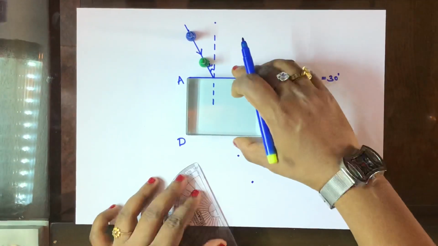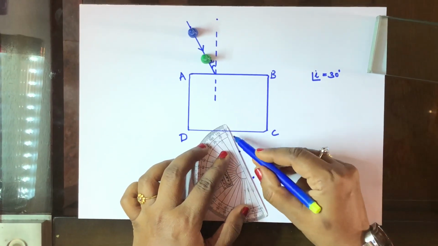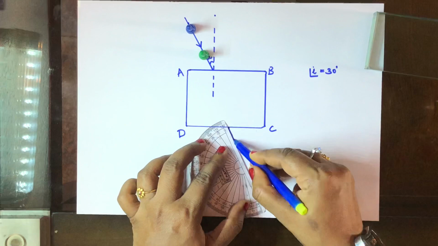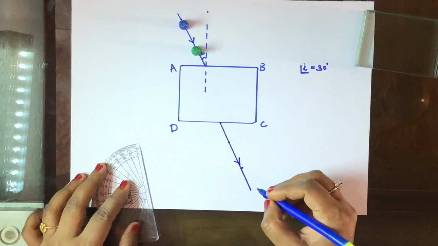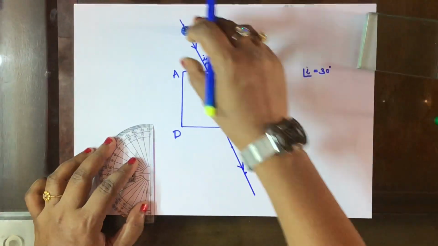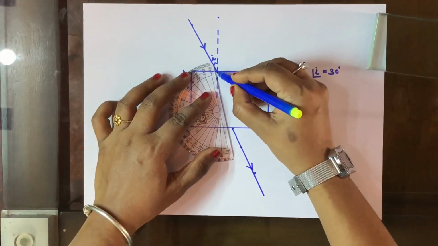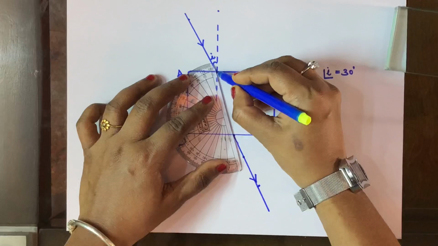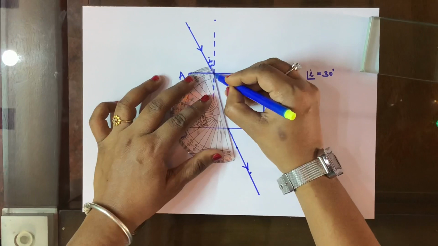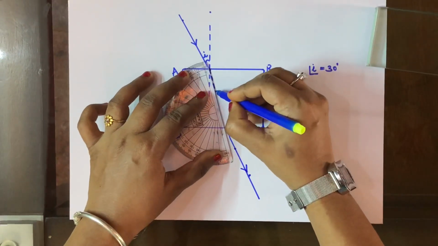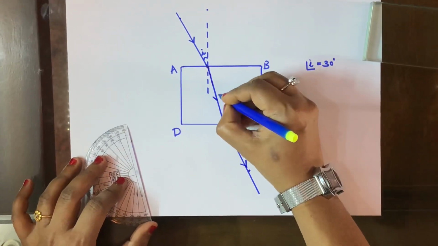Now remove the glass slab and join the two points, that is the position of the third and fourth pin. So this will be our emergent ray. Now let us remove all the pins and join the point of incidence and point of emergence. This is the point of incidence and this is the point of emergence. Let us join with the dotted lines or with a normal line and then mark the arrow.